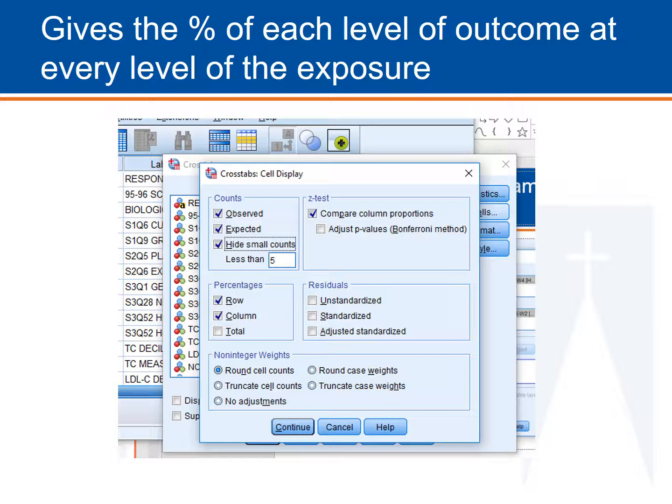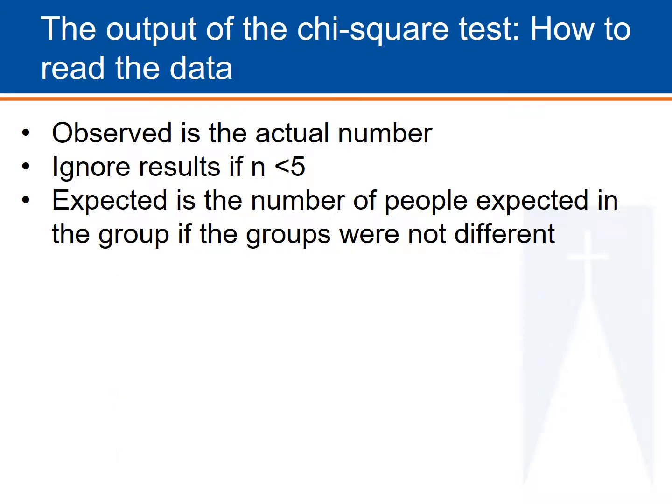The selection of rows and column percentages depends on whether you want to know the percent of individuals exposed by the different outcome categories or vice versa. It is usually good to see them both first and then make another selection when you create your final table. So when it comes to the selections, note that the observed value is simply the actual data. The expected is how many people would have been in that group if the groups were not different, and you should ignore any results if the sample size or the cell size is less than 5.